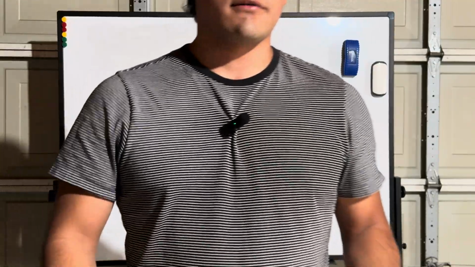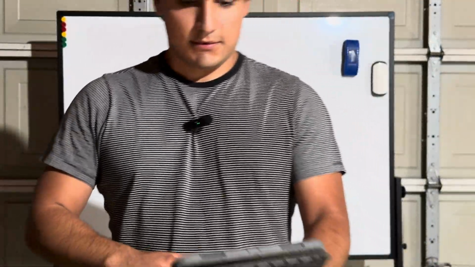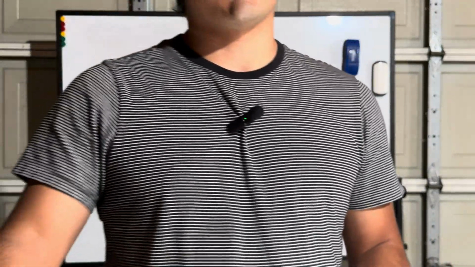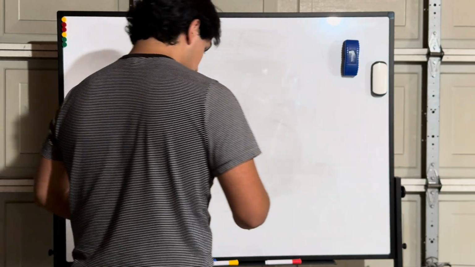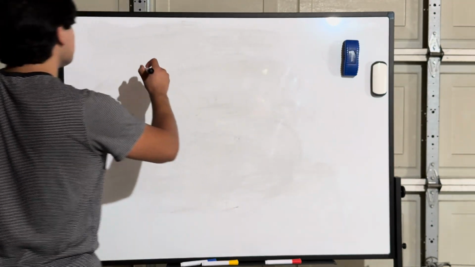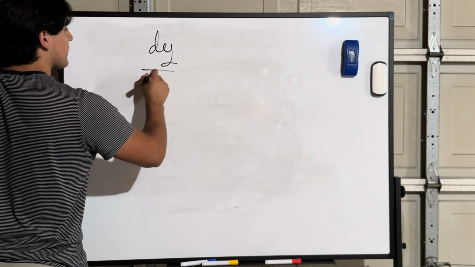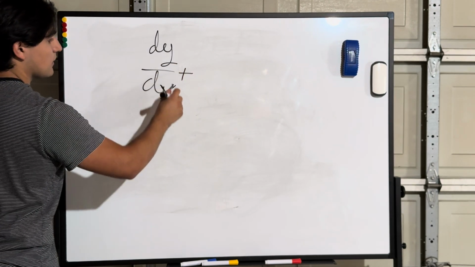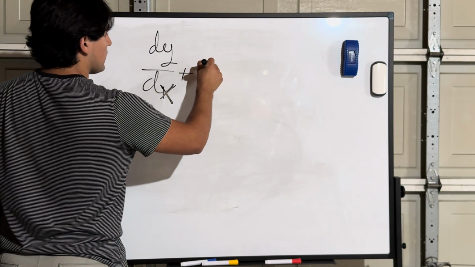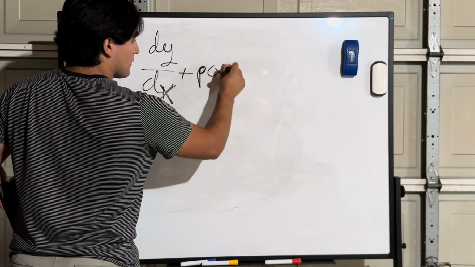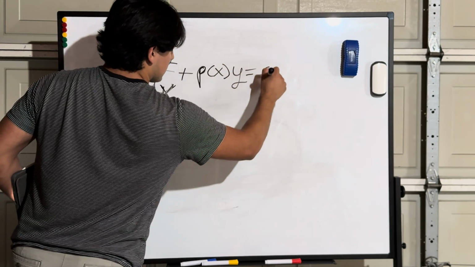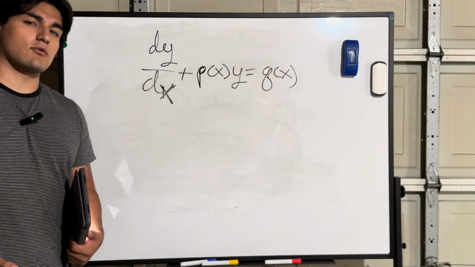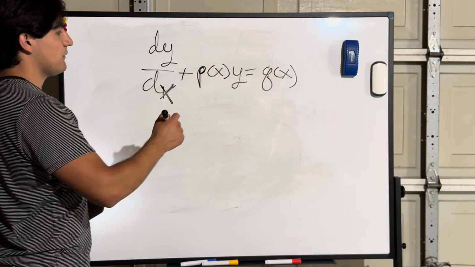Alright guys, so today we'll be going over what we learned in class, which was first order linear differential equations, and they look like this: dy/dx plus p of x times y equals q of x. This is your standard form for a linear first order differential equation.